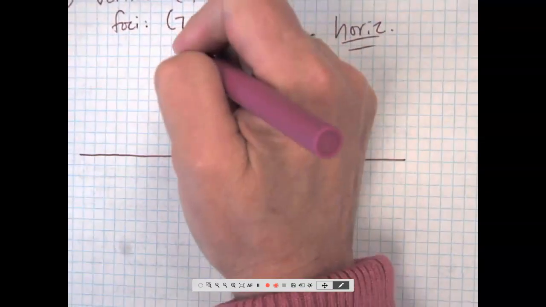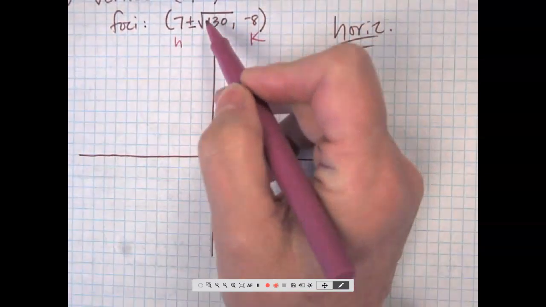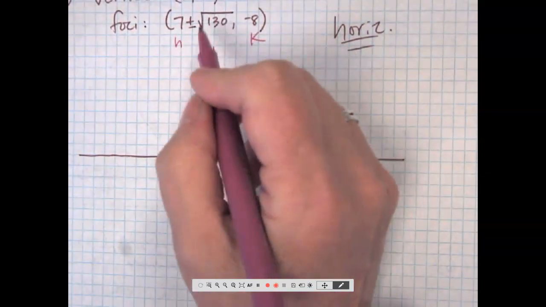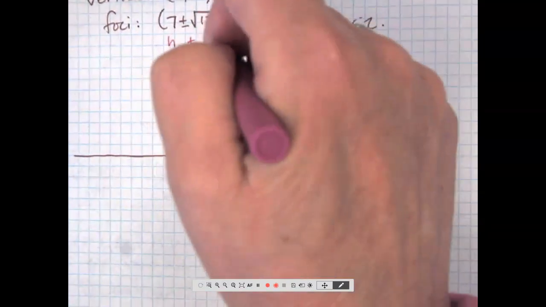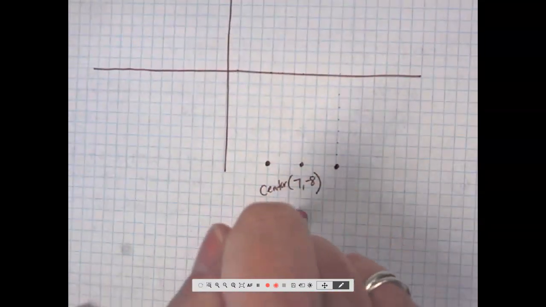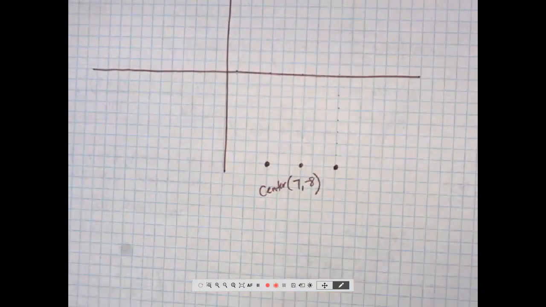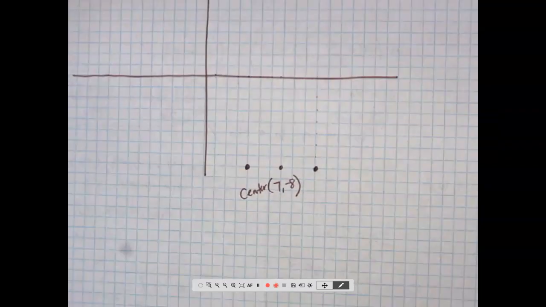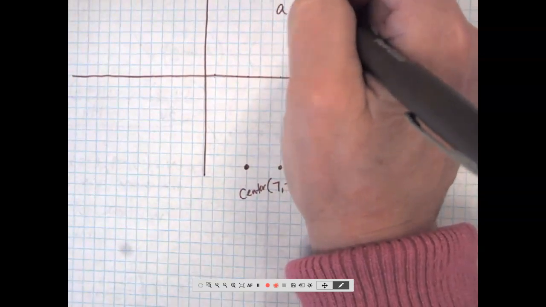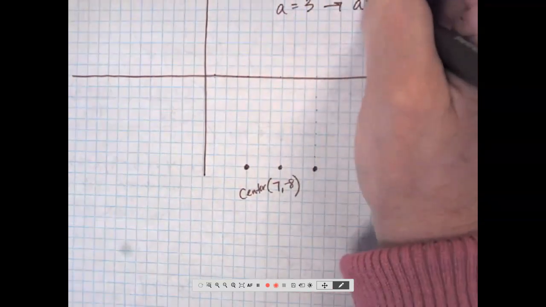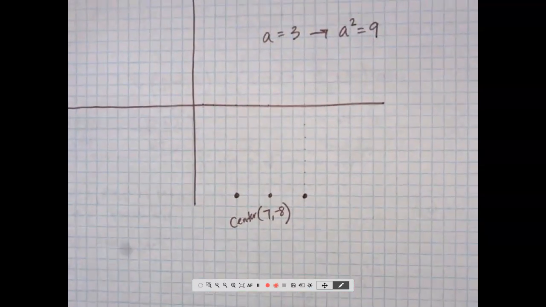Here's your H, and here's your K, and then this is what? C plus or minus that C value there. So in a second, we'll know C. We're about to find A, and we'll have to use A and C to figure out B. Okay, nice job. So there's our center, our H, and our K. What is A? 3, just literally count over 3 spaces. So A is 3, which means A squared is 9.